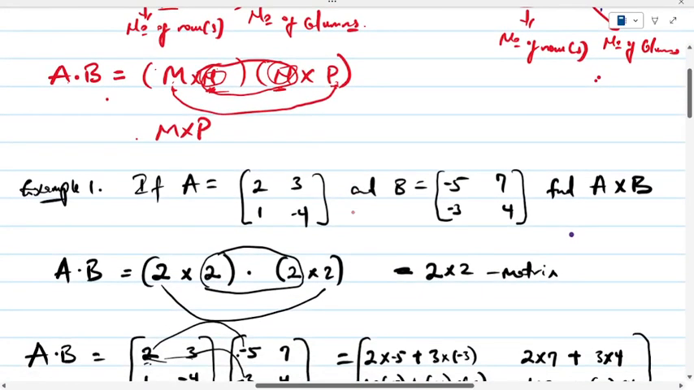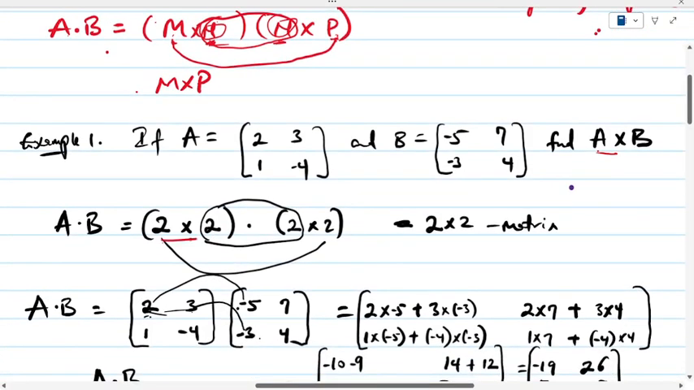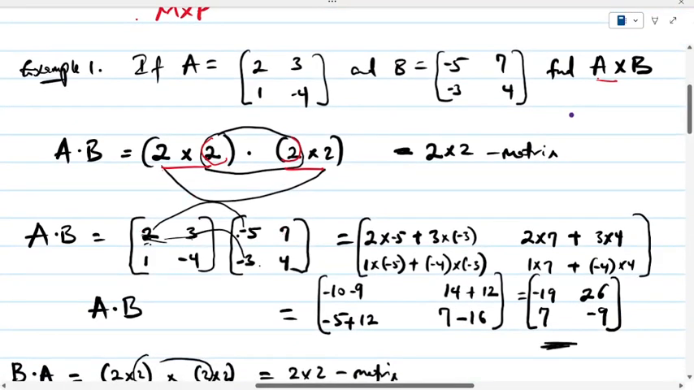In example 1, we have A equals 2, 1, 3, minus 4 and B equals minus 5, 3, 4, and we find A times B. First of all, check the order of matrix A, which is 2 by 2, and matrix B, which is also 2 by 2. So the number of columns of the first is the same as the number of rows of the second matrix. In matrix multiplication, you do it row by column. That is 2 times minus 5, 3 times minus 3, 2 times 7, and then 3 times 4. And also the last row times the first column, and the last row times the last column. Then we have this result.